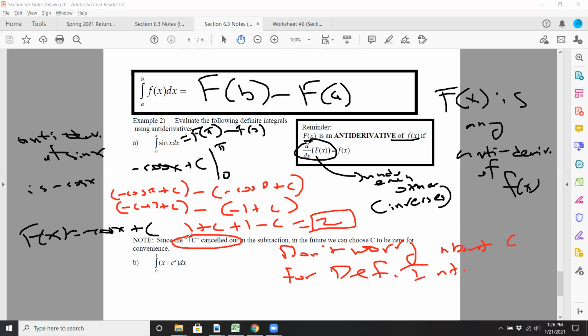Now, we are going to talk about indefinite integrals when you don't have a limit of integration and you're just simply doing an antiderivative. You will need to put plus c, and we'll talk more about that next week. But for now, let's do a couple more examples and wrap up these notes.